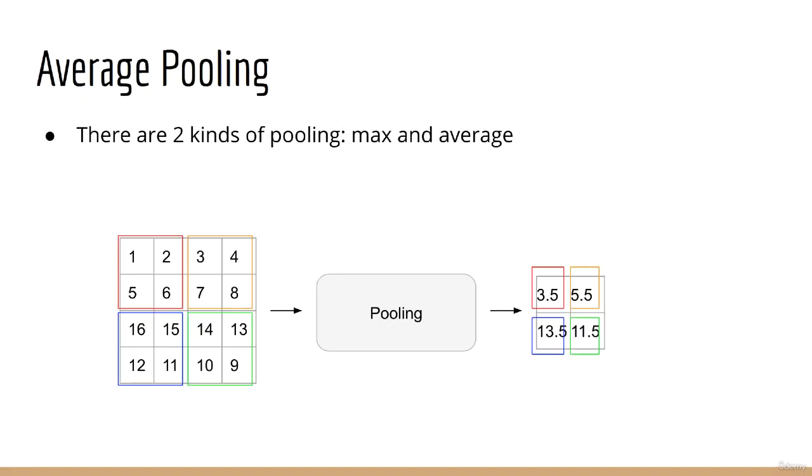As you might have guessed, average pooling is similar, but instead of taking the max, we take the average. So for the same input image, we have the following. The average of 1, 2, 5, and 6 is 3.5. The average of 3, 4, 7, and 8 is 5.5. The average of 16, 15, 12, 11 is 13.5. And the average of 13, 14, 10, 9 is 11.5. So the output image is 3.5, 5.5, 13.5, 11.5.